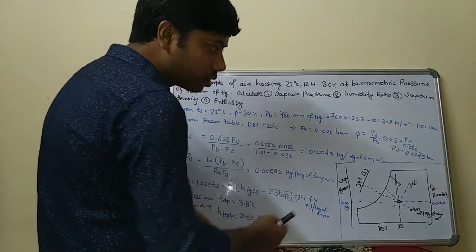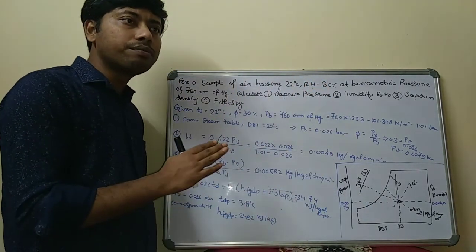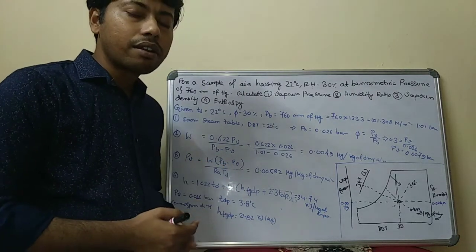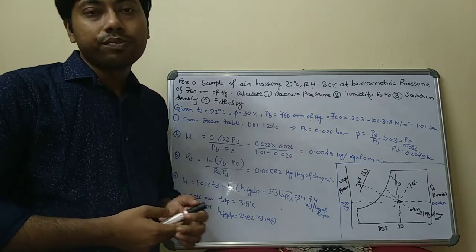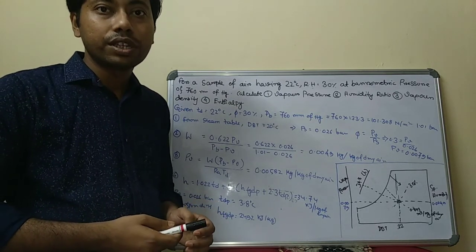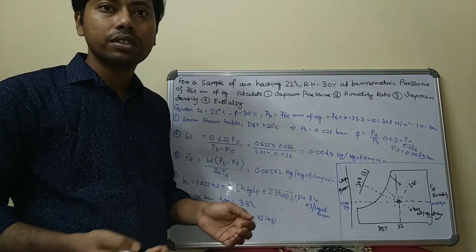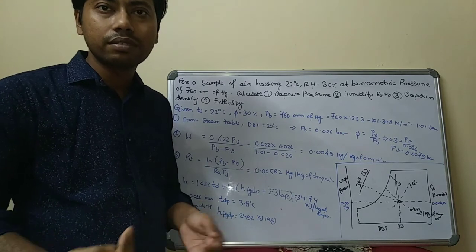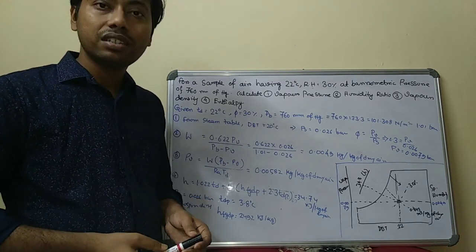So in this way, you can easily solve any psychometric problem, numerical or in air conditioning. And in the next lecture video we will discuss cooling and humidification, heating and dehumidification. All those things: humidification, dehumidification, cooling and heating, sensible heating, sensible cooling, and bypass factor, we'll be discussing in the next lecture video.